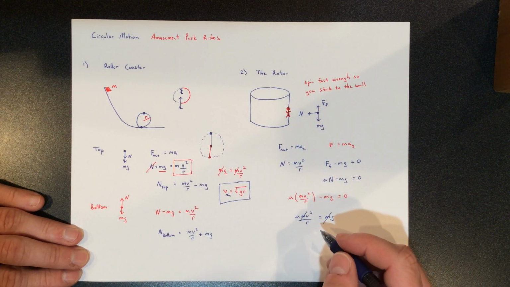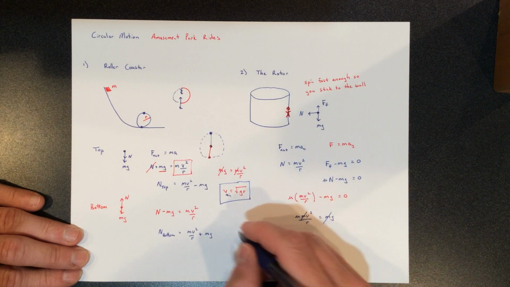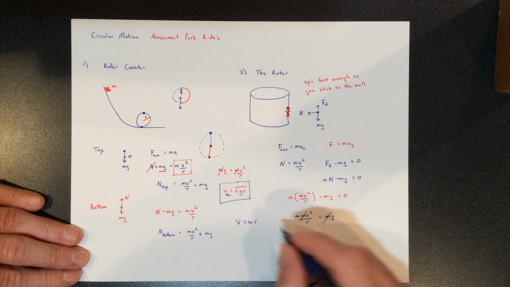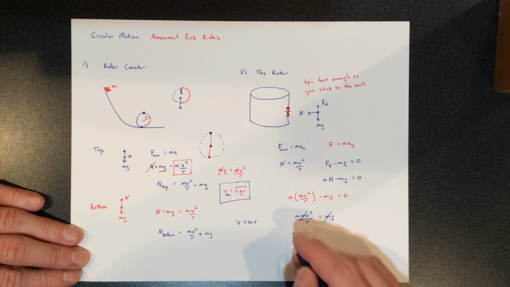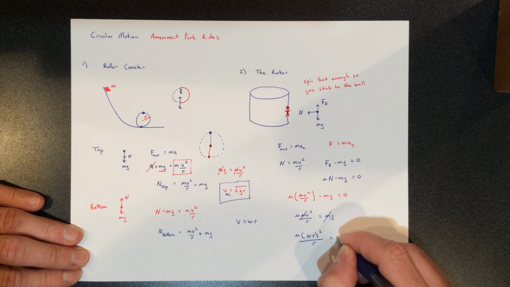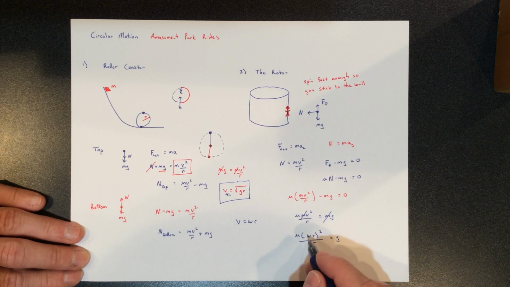So if we wanted to find the velocity you have to be traveling at, or maybe we wanted to look at the omega. Remember, v equals omega r. Maybe we want to look at how fast we need to spin rather than how fast we need to be moving. Then we can replace v by omega r, squared over r, equals g. And we can then solve for omega.